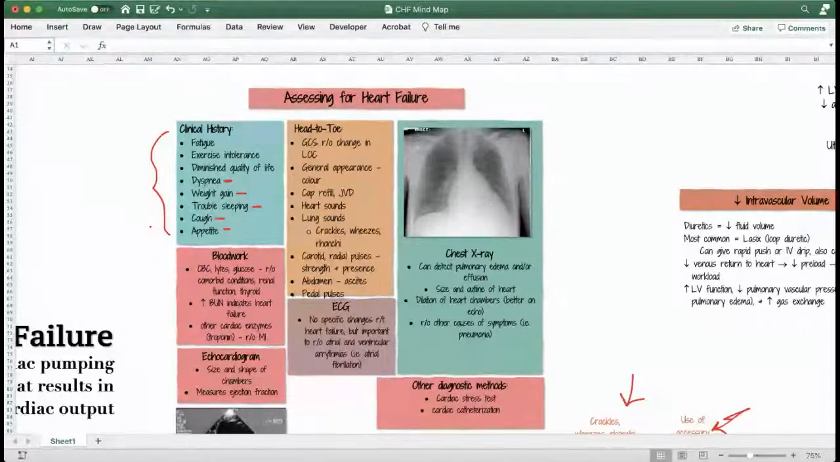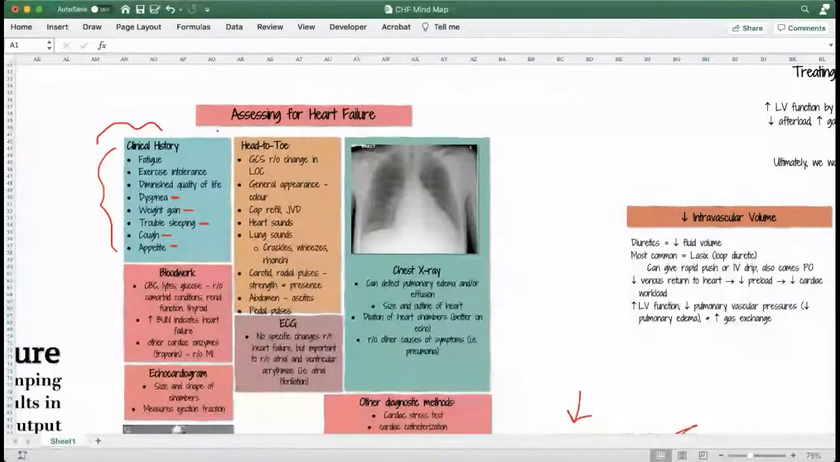And so what do we do right away? We've got our clinical history. We're going to do a head-to-toe assessment, and this is a cardiac-focused head-to-toe. I still start with a GCS. I think it's really important to rule out any change in level of consciousness, because that could indicate that the patient is having some severe respiratory or severe cardiac issues, right? So we're looking at their general appearance, color, pallor, is their skin cool, all of that kind of stuff.